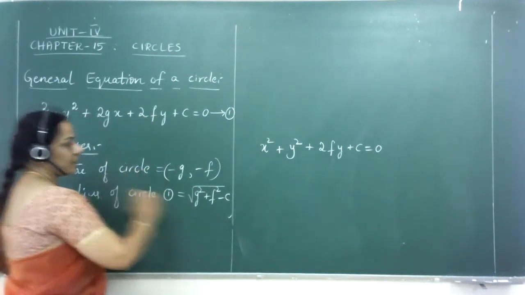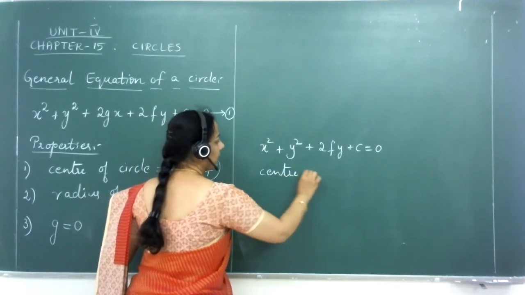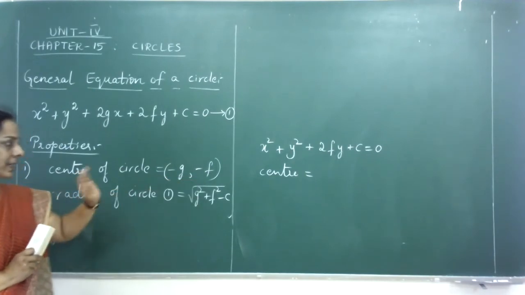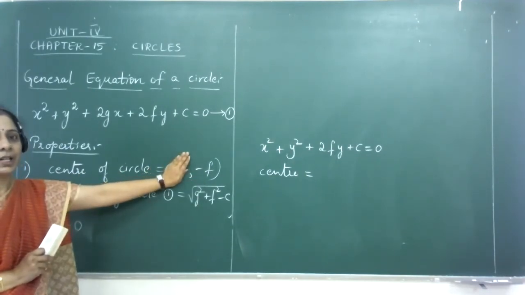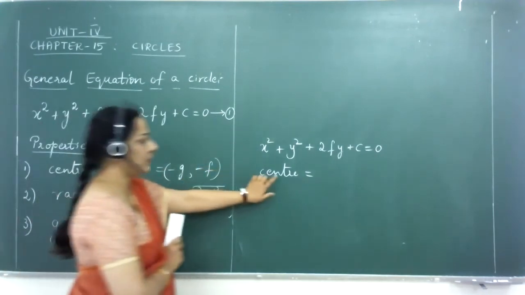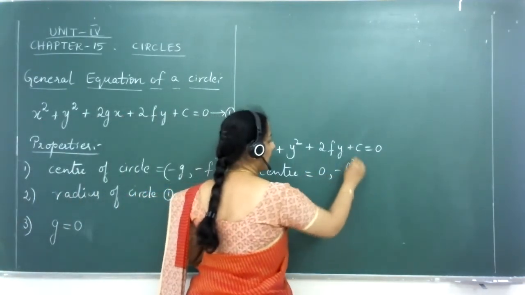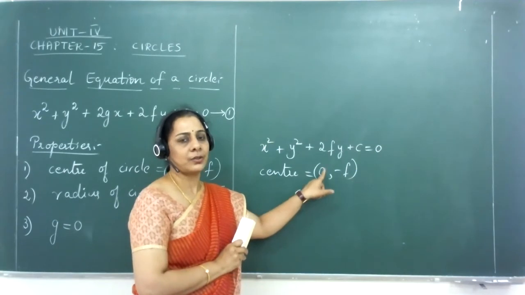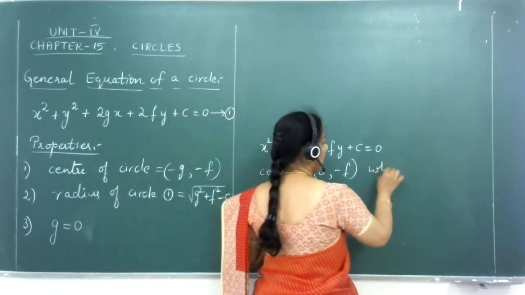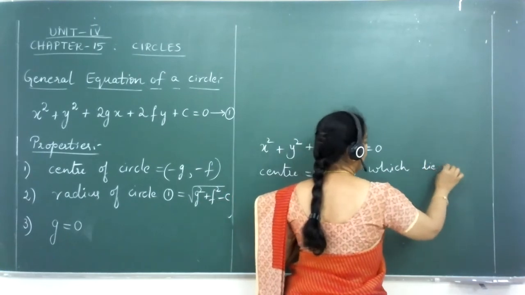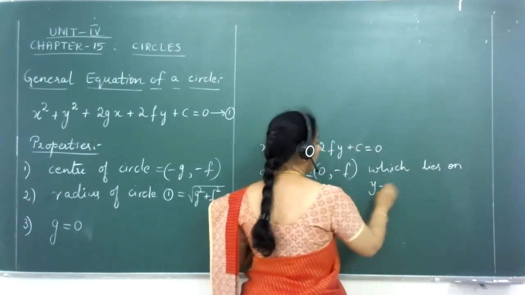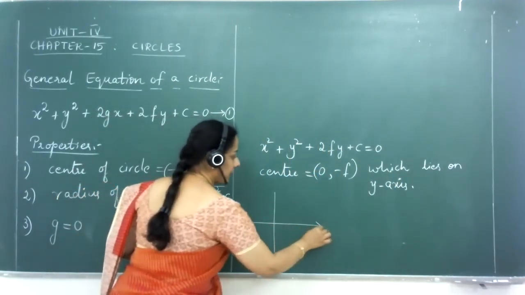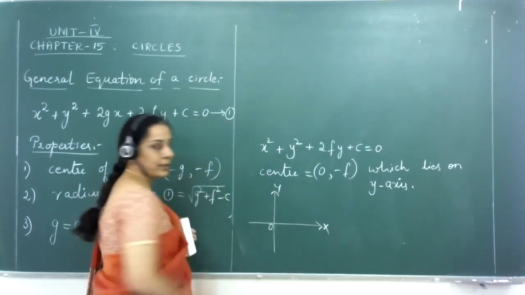Now when g is equal to 0, we observe the center coordinates. What did we initially obtain? The center of the circle 1 as minus g comma minus f. So if I make the parameter g equal to 0, the center will come as 0 comma minus f. And whenever the x coordinate of a point is equal to 0, then this point has to lie on the y-axis, isn't it? So here I have x-axis, y-axis, origin.